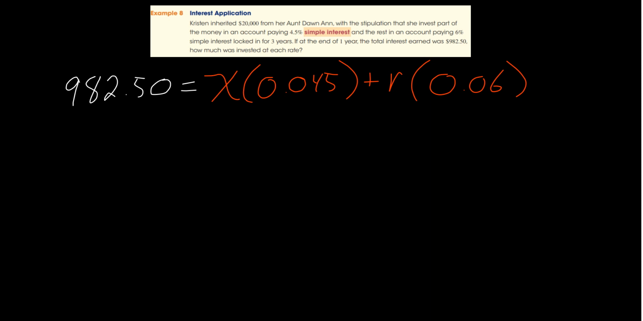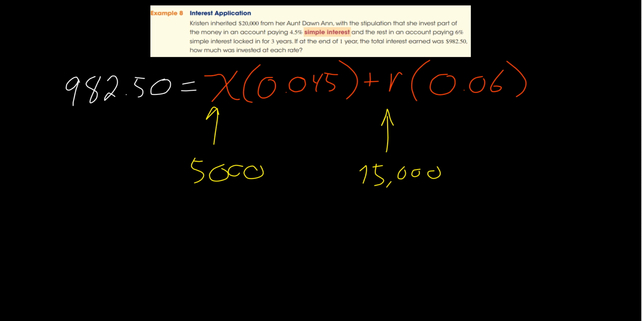Okay, so obviously this doesn't help us, does it? We've got two variables, but we're so close to figuring this out. If X is how much she invested into 4.5%, and it says the rest are an account paying 6%, how in the world do I write the rest? Okay, so let's think about it. Let's do some number games here. Let's say that this X is $5,000. All right, and $20,000. Well, the rest, if somebody invests $5,000, would be $15,000, right?